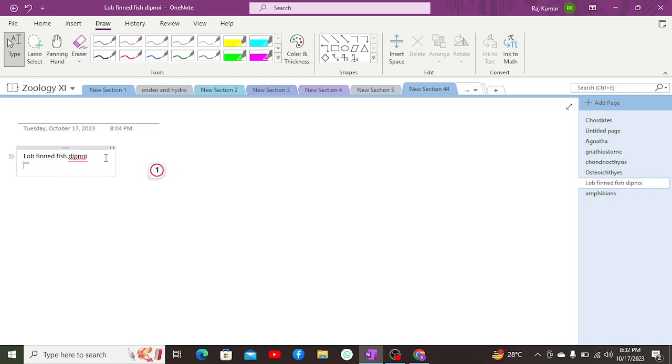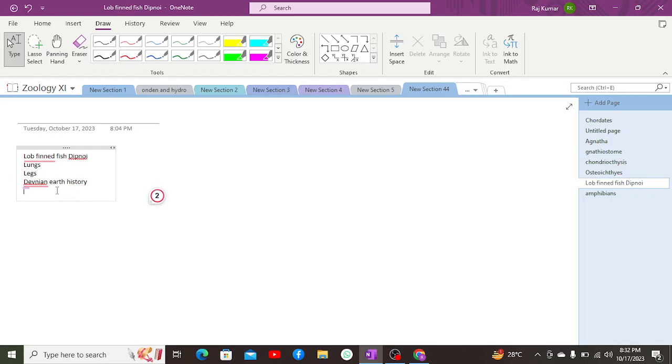So lobe-finned fish dipnoi was the first group of fishes. These were the fishes which were having lungs, as well as some of their fins modified into legs, according to the Devonian Earth history. Now, when they were modified, they were having the following characteristics.